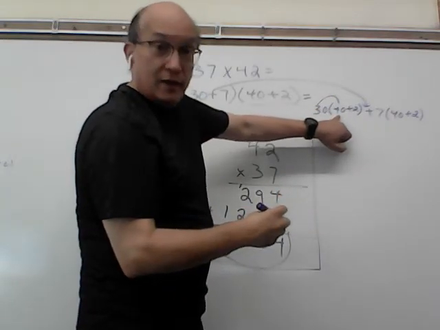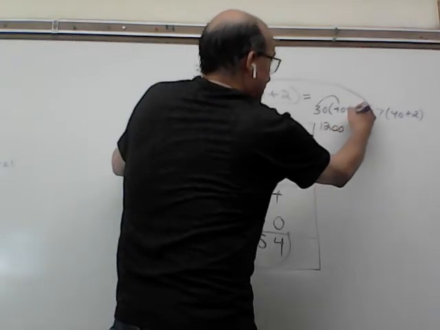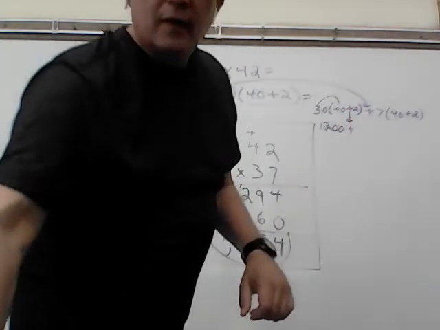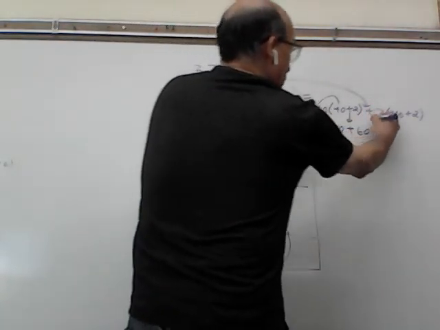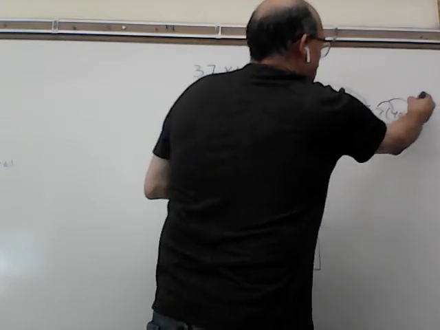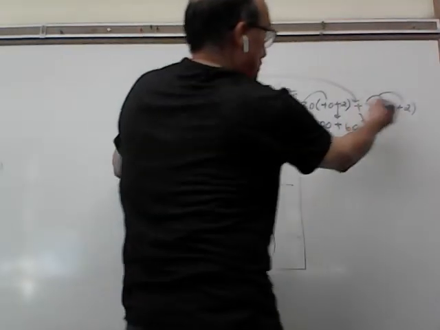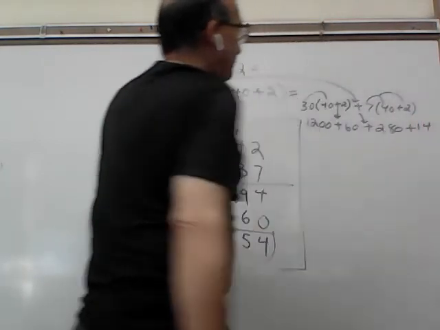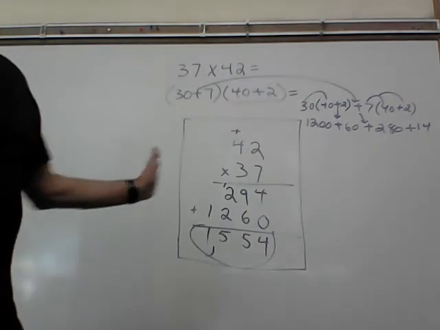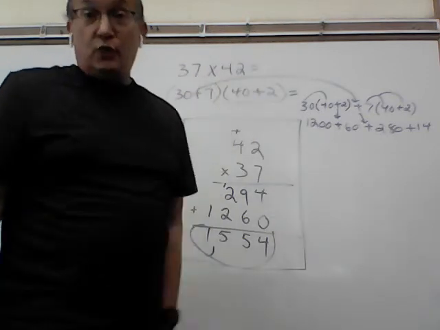30 times 40 is a 12 followed by 2 zeros, 1,200. Now we bring down that plus sign, and 30 times 2 is 60. So we're done with this part. Now we have this plus sign, and we have to distribute the 7 as a multiplication to the 40 and the 2. 7 times 40 is 280, and 7 times 2 is 14. Now, we need to add those to get the product of 37 and 42.